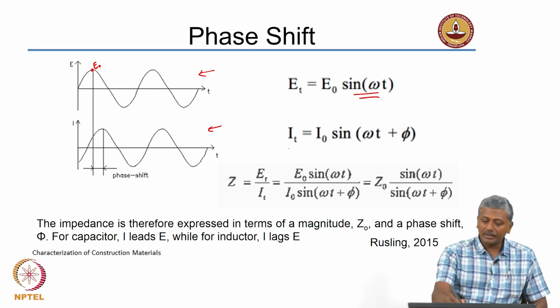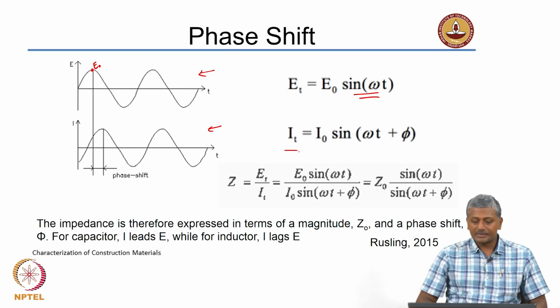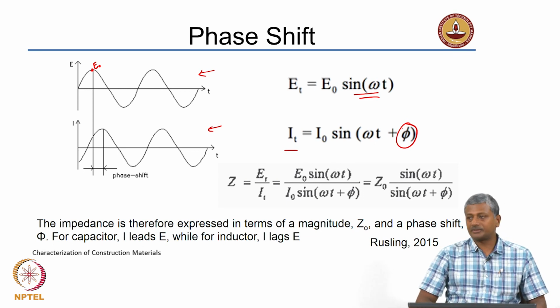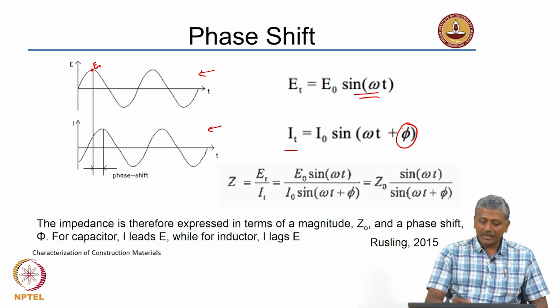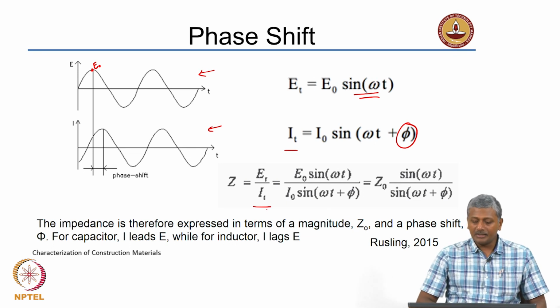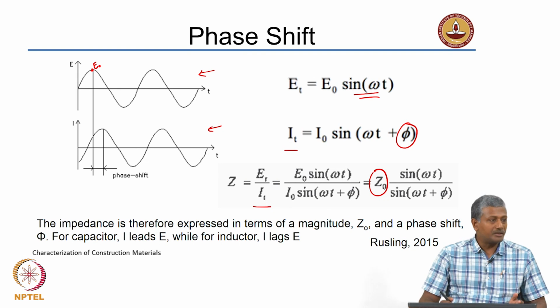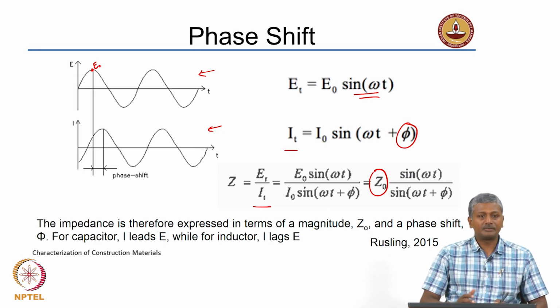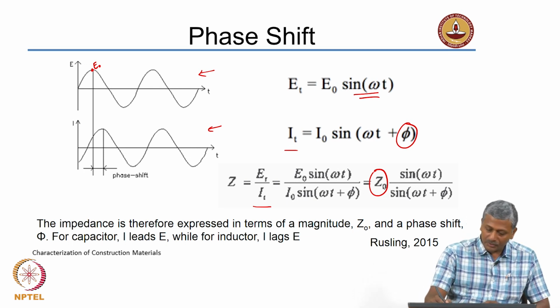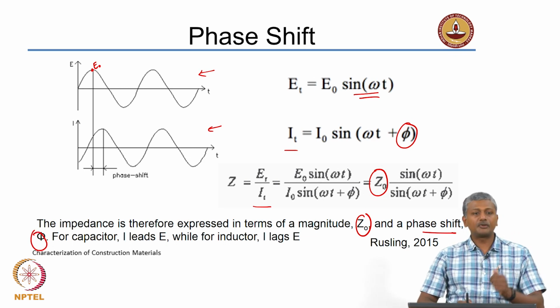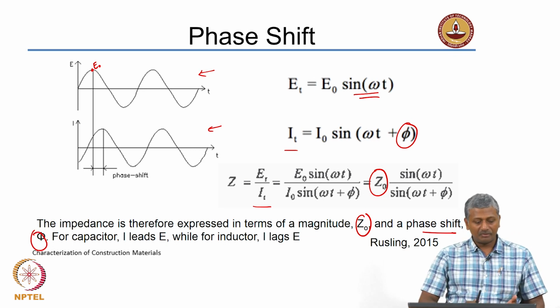Similarly, your current is given as I naught sine omega t plus phi, where phi denotes the phase shift, the shift in phase. Okay. So, again your impedance is Et by It, and you get Z naught, which is basically the magnitude of the impedance, multiplied by this ratio of the sinusoidal values. So, the impedance is expressed in terms of magnitude Z naught and the phase shift phi. So, you need two values to represent impedance, Z naught and phi.